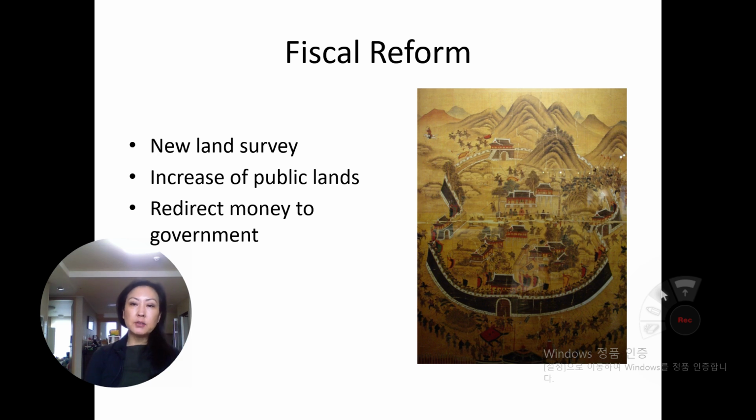So at the beginning of the Joseon dynasty, there was a new land survey that was conducted, and this was in order to increase the amount of public land, or the land where tax would be redirected to the government instead of to private individuals. So formerly temple lands were confiscated and they were turned into public land.